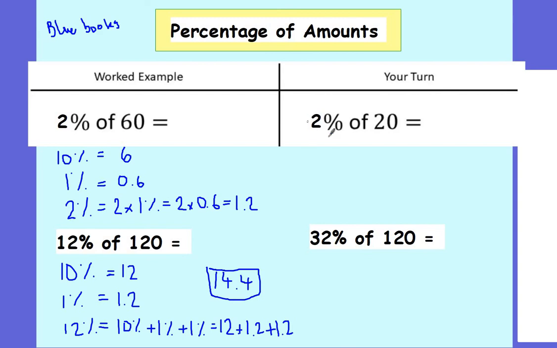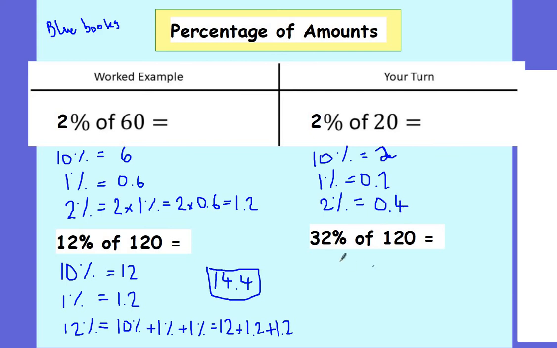Okay, let's go through some answers. Let's work out what 10% of 20 would be. 10% is 2. 1% is going to be 0.2. So 2% is going to be 0.4.